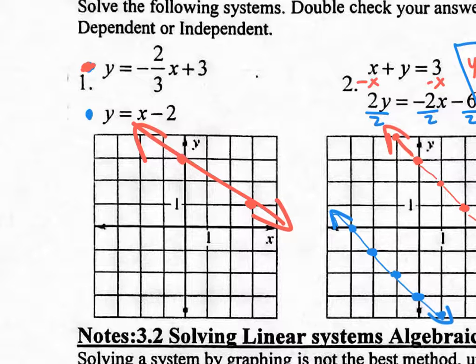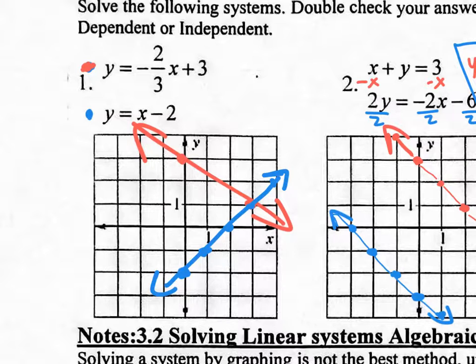My blue one crosses at -2 down here. Remember, this is your B value, your y-intercept value. So it crosses at -2. And from that point, according to my slope, which is 1, I want to be going up 1 over 1. So up 1 over 1, up 1 over 1, and it keeps going right through there.